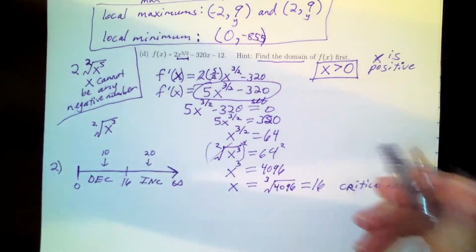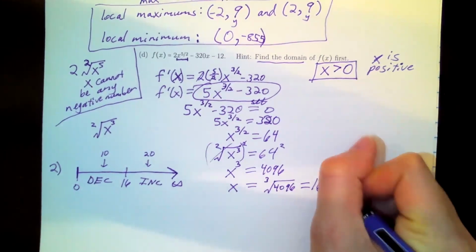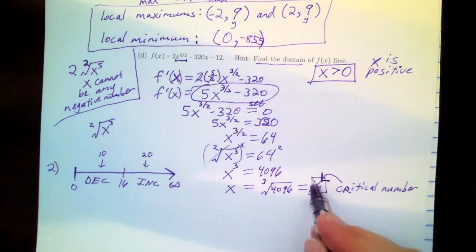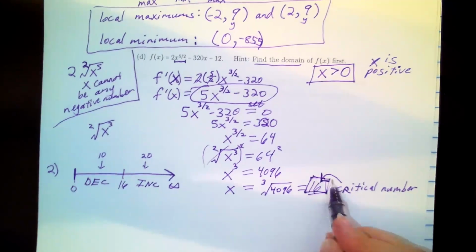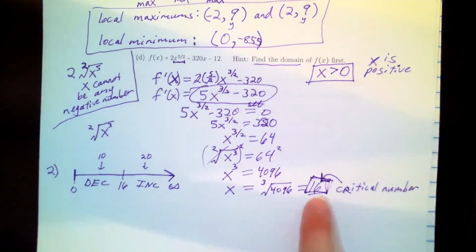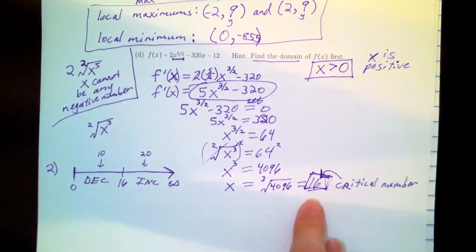As soon as I know that x equals 16 is a critical number, that's a special value. If there is going to be a local max or a min, that's got to be where it is. That's the only spot it can happen. That's what makes a critical number special. Because if there's going to be a max or a min, it's got to happen at a critical number. That's it. So I got one candidate for being a max or a min.